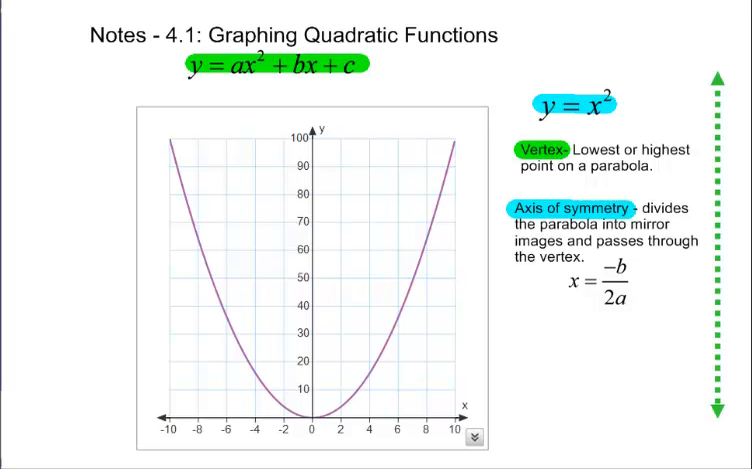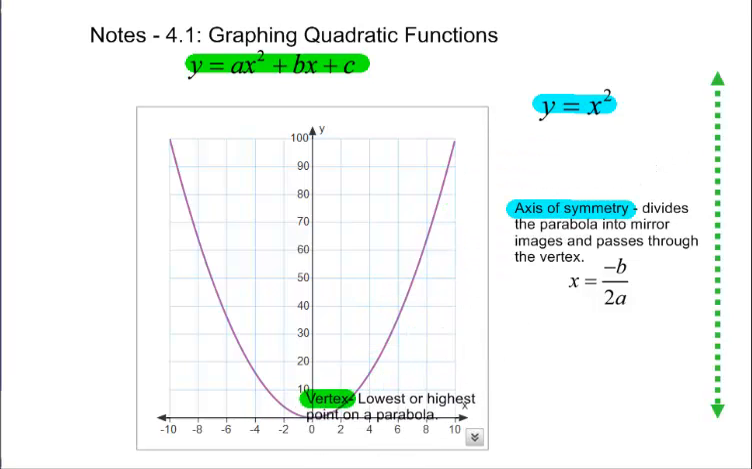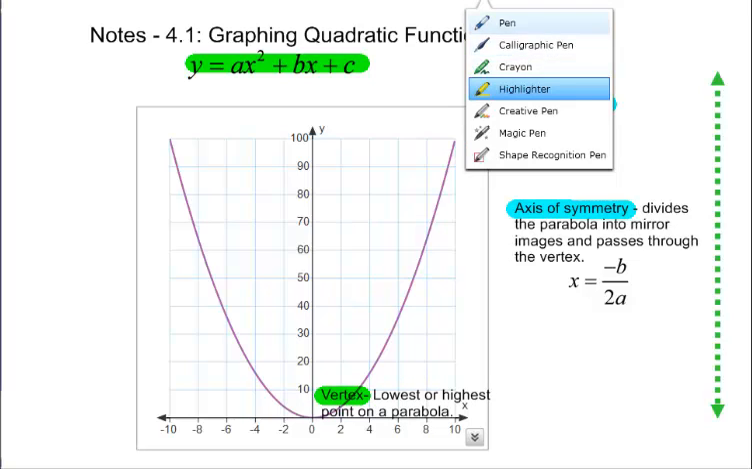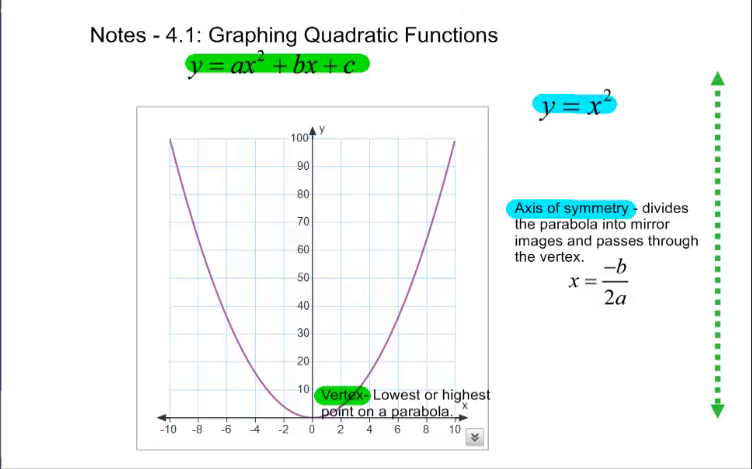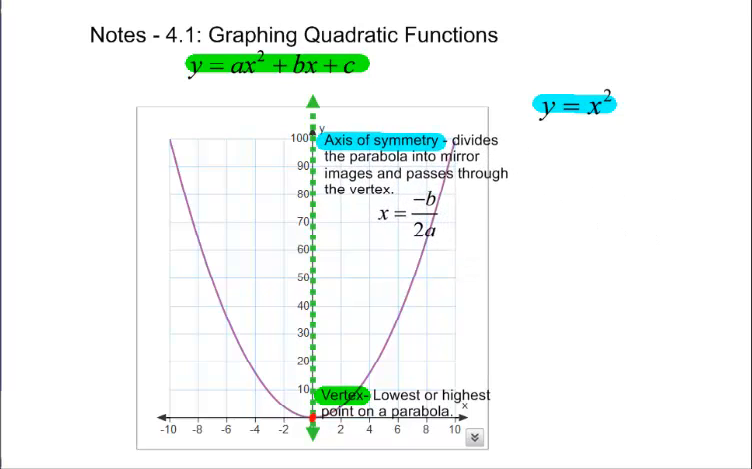And so the lowest point of the parabola is the vertex. That's this guy right down here. Your vertex is at the very bottom of this particular graph. So here he is right here. That's your vertex. And then the axis of symmetry actually divides this graph in half, right down the middle, right through the vertex. And it's called the axis of symmetry.